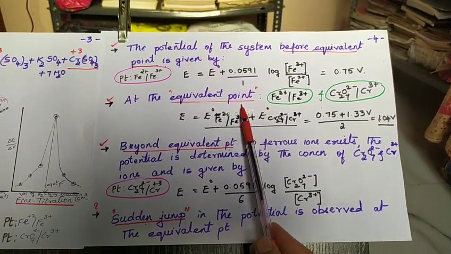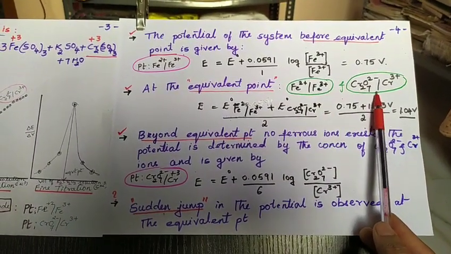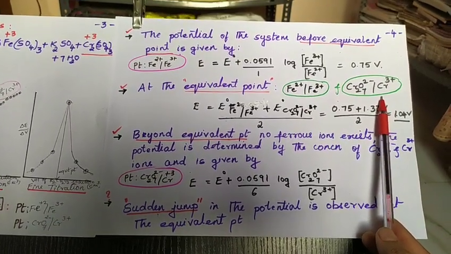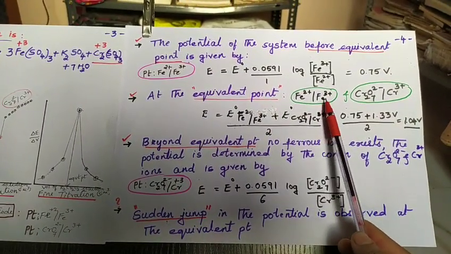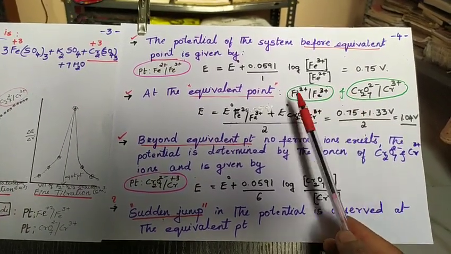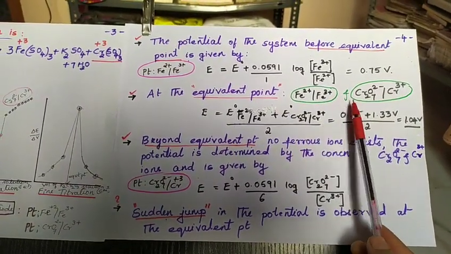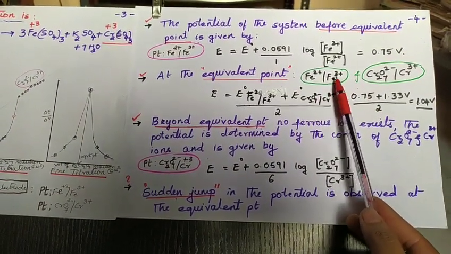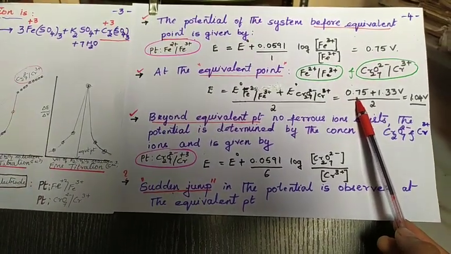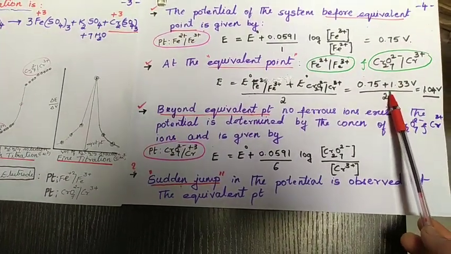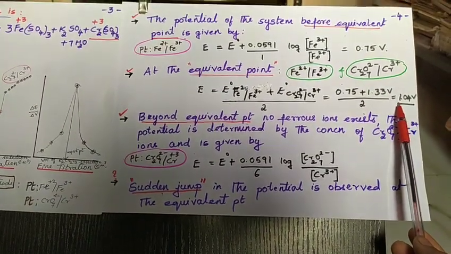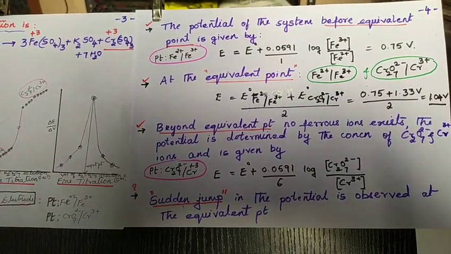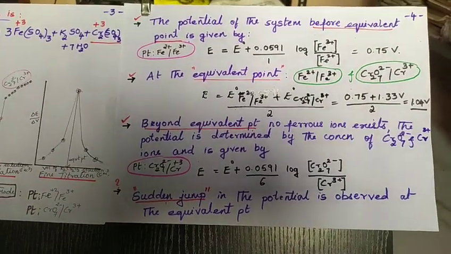At the equivalent point, we have two redox couples: Fe2+/Fe3+ as well as chromium in +6 and +3 states. That means at the equivalent point we have 4 types of ions in the solution. That's why there is a sudden jump in the potential, and both will contribute to the potential. The contribution made by Fe2+/Fe3+ is 0.75 volts, and the dichromate couple will give 1.33 volts. Together the potential increases to 1.04 volts. Therefore at the equivalent point there is a sudden jump in the potential.